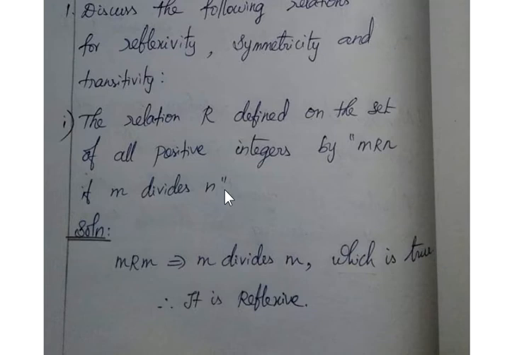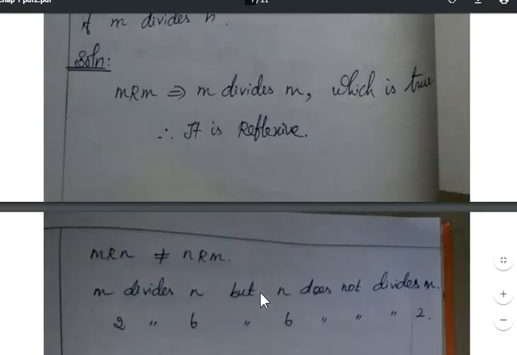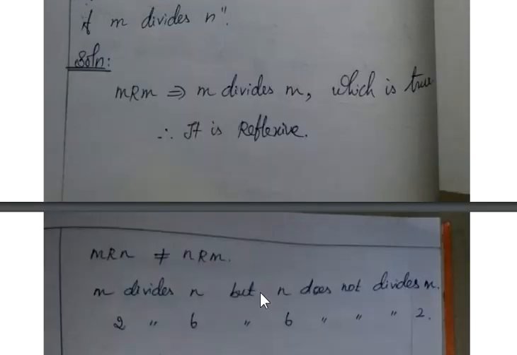M divides n. So first, reflexive means we take only a single element. For example, let us take the number 3. 3 divides 3. Is it possible? Yes, it is possible. The number 3 is divided by 3. So m divides m, which is true. Therefore it is reflexive.